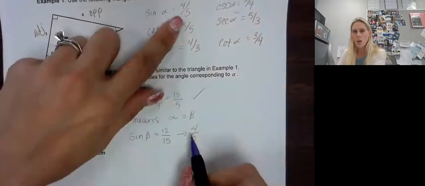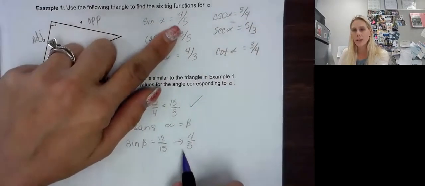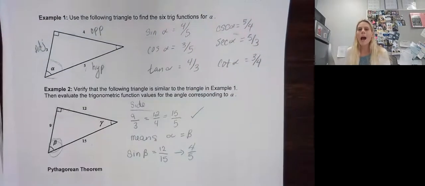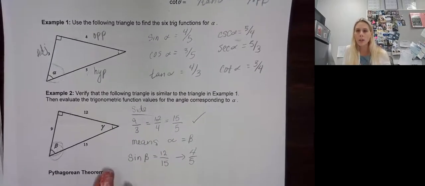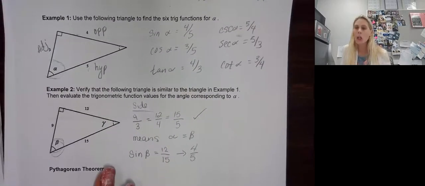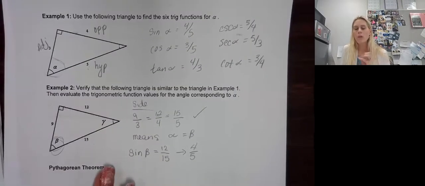And what do you know? Our alpha was also 4/5. So the idea about having similar triangles is that the ratios are going to be equal. They're going to simplify to equal fractions.